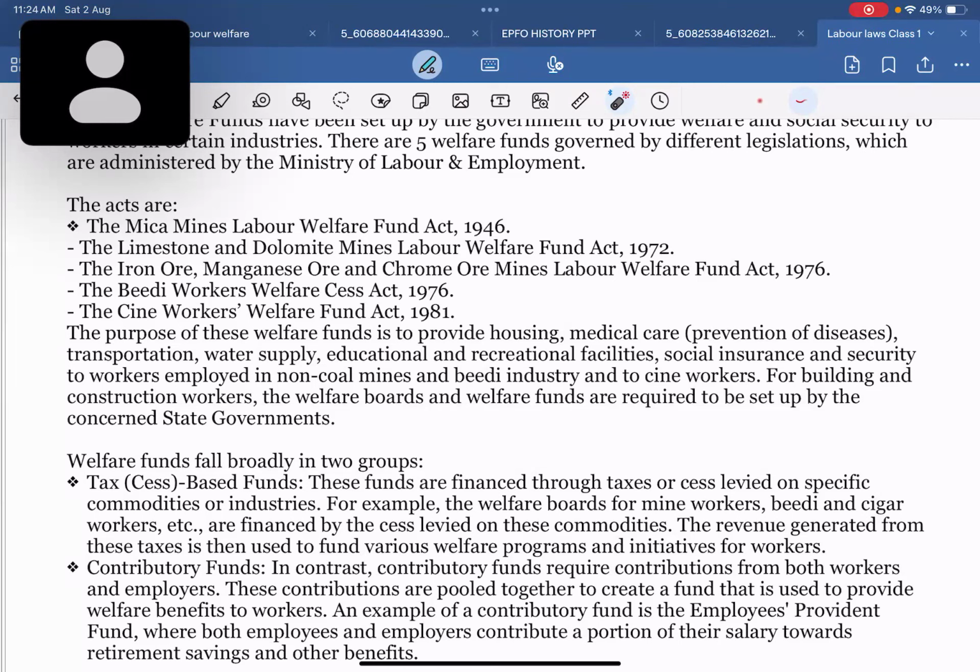Sign Workers Welfare Fund Act 1981. The purpose of this welfare fund is to provide housing, medical care, transportation, water supply, educational and recreational facilities, social insurance and security to workers employed in non-coal mines and the BD industry, and to sign workers. For building and construction workers, the welfare boards and welfare funds are required to be set up by the concerned state government.